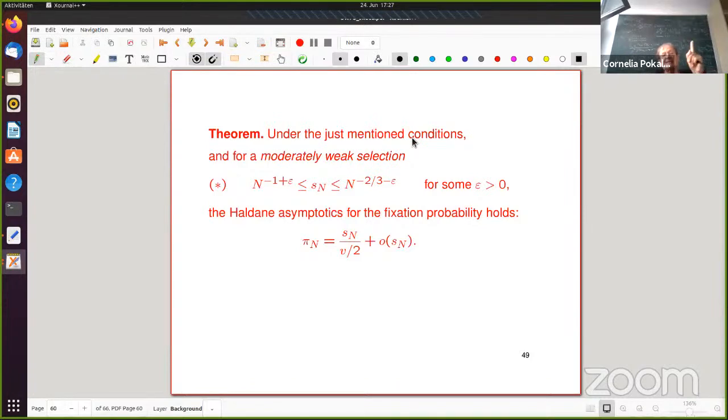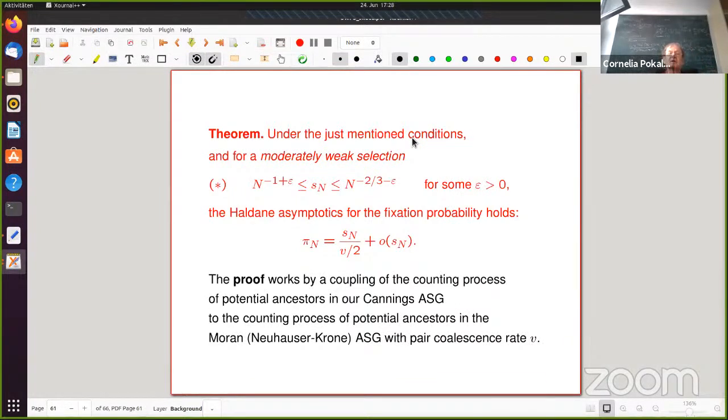This was already the state of the knowledge when I gave this talk quite some time ago in Warwick. And the proof works by a coupling of the counting process of potential ancestors in the Cannings ASG, and the counting process of potential ancestors in the Moran ASG, which I explained in the first part of the talk, right? So this classical Moran ASG and this animal, which I explained to you just a few minutes ago, they can be coupled in this regime of rather weak selection. And this is because the selection does not drive the number of these potential lineages too much up, and the fluctuations of this number of potential ancestral lineages is not too big, right?